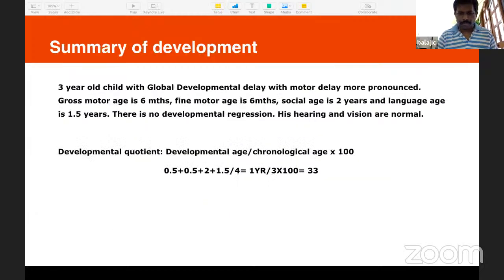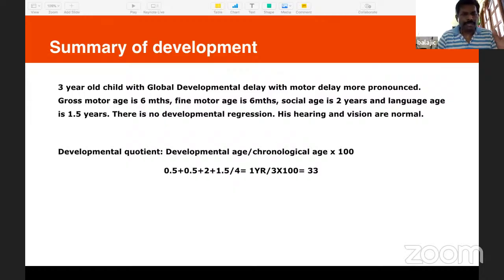And finally, you give a summary of the development. So for a 3-year-old child, say whether all the 4 domains are involved. So it's a global developmental delay. And say whether anything is more pronounced, here motor delay is more pronounced. The gross motor age is 6 months, fine motor age is 6 months, social age is 2 years, and language is around 1.5 years. And there is no developmental regression. His hearing and vision are normal. So if you give an interpretation like this, you are really on track with a good presentation.